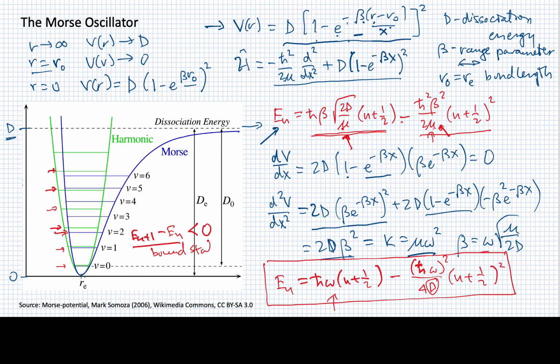So this provides us with a mechanism for finding out how many bound states there are in a Morse oscillator. And in fact, there's a formula that you can work out for that, but I'm going to let you do that on your own.